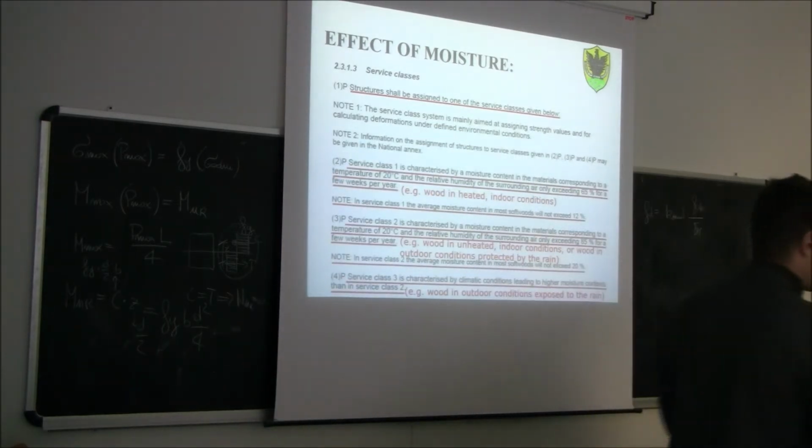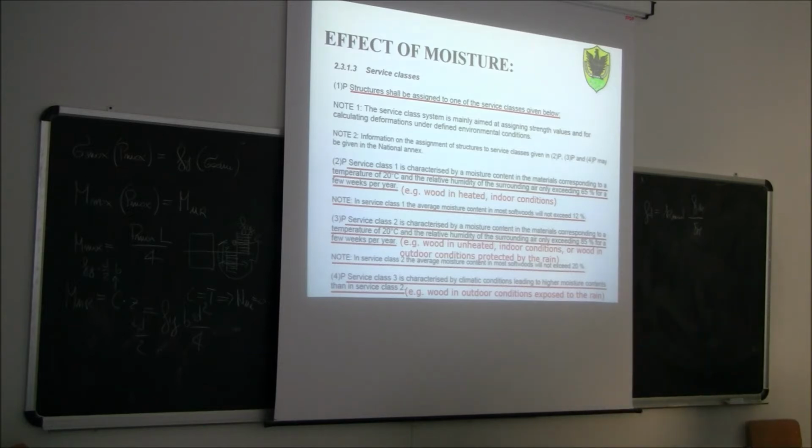For example, suppose you have a swimming pool. A swimming pool, strictly speaking, you are in a sauna. Strictly speaking, you are indoor condition and heated. It's service class 1 in the sauna. You expect the moisture content to be less than 12%.